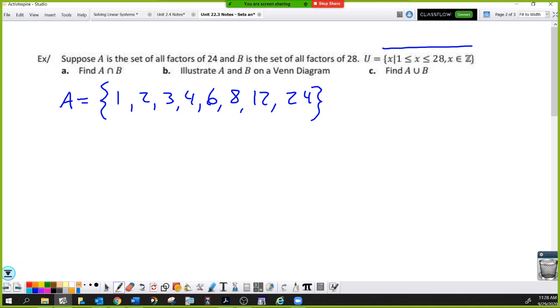So what does that garbage over there say after U? It says the universal set is the set of all x's, and this means x is any element in U, the set of all x's, and that straight up and down line is read as "such that." So the universal set is the set of all x's such that x is between 1 and 28 inclusive. Oh, and by the way, x is an element of the integers. That's what that Z means. That's the integers.